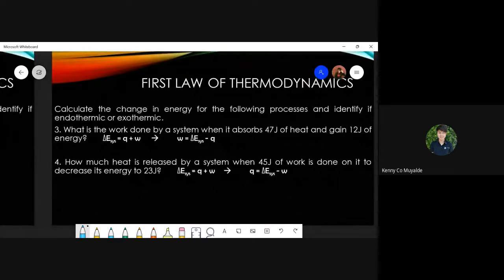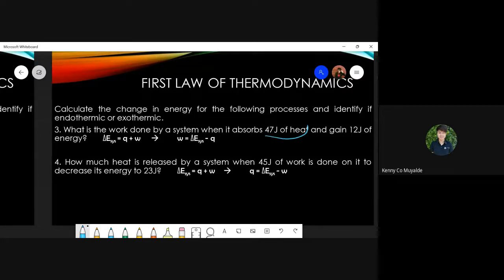Number 3. What is the work done by a system when it absorbs 47 joules of heat and gains 12 joules of energy? Now, in this case, work naman ang hinahanap natin. Okay? So, ang formula natin ay the total energy of the system is equal to Q plus W. Para makuha natin yung work, kailangan nating ibawas yung heat doon sa total energy.